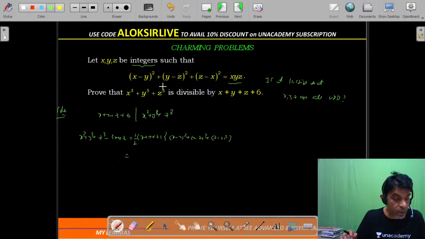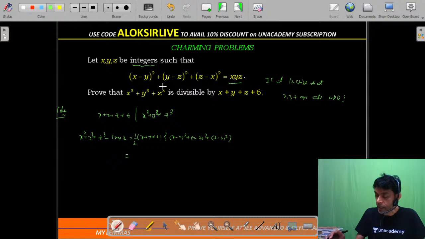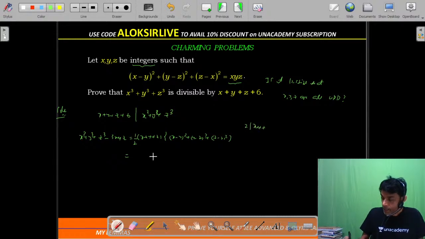And I can use this again without loss of generality that one of them must be even. So xyg, I can say that 2 divides xyg. This really helps me now, because I can write here x plus y plus g times xyg over 2. This I can write.